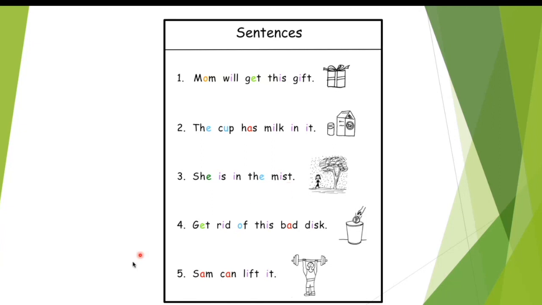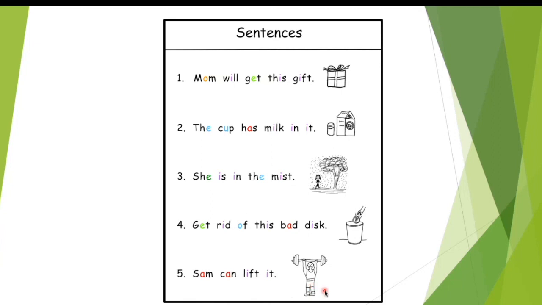Okay. Now, get rid of this bad disc. So if there's a disc that is already broken or not working, we can throw that one if it's not useful anymore. And the last sentence here.